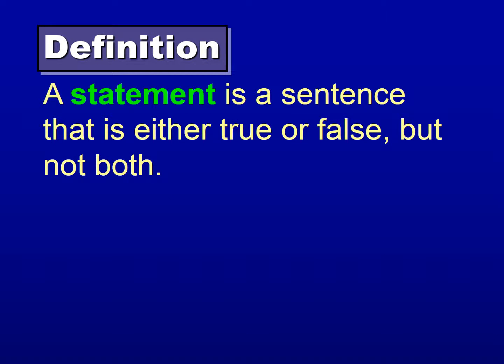So a statement is going to be a sentence. This sentence has to be a true sentence or a false sentence, but it can't be a sentence that might be true and might be false. It just depends. That's not a statement. A statement is either going to be true or false, very set in stone, it's going to be this or this.